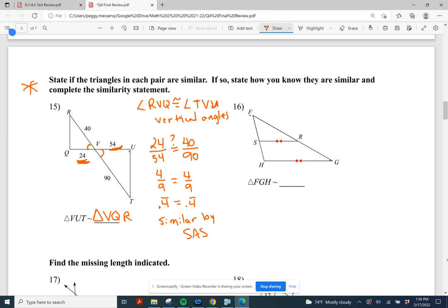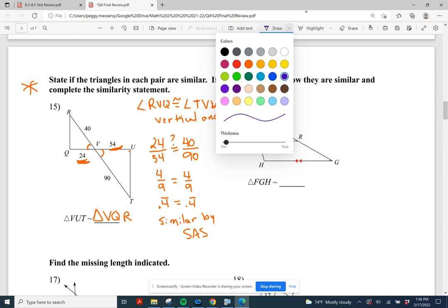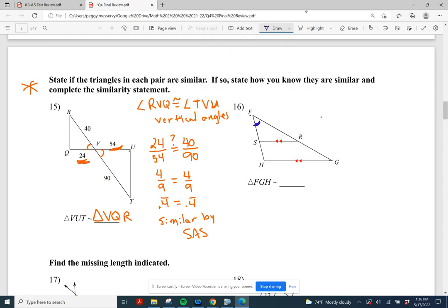All right, next one, number 16. Are the triangles similar? So what I have is a small triangle at the top, and then I have a larger triangle right here. So what we're going to do is notice that the angle at the top is congruent to itself. So angle F is congruent to itself. I'm going to have to use just angles here because I don't know anything about the side lengths. The two triangles share that angle.